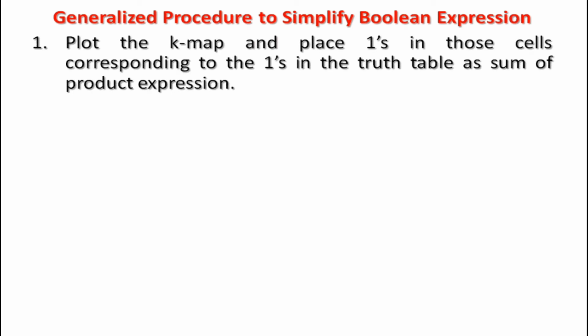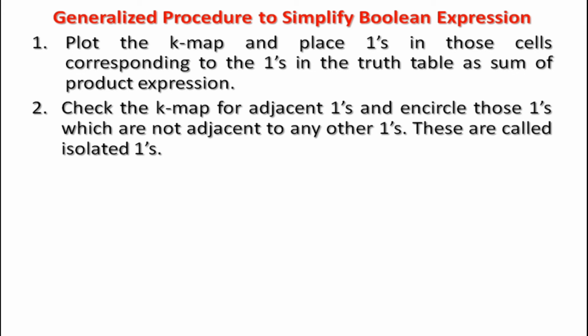Some of the generalized procedures to simplify the Boolean expression are: the first one is to plot the K-map and place the ones in those cells corresponding to the ones in the truth table as a sum of product expression. So you have to place the ones in those cells corresponding to the ones in the truth table as a sum of product expression.